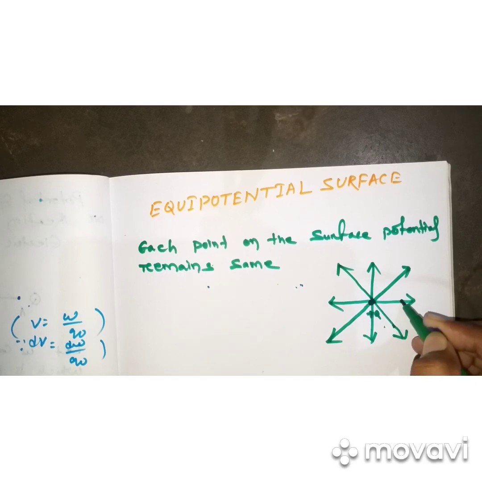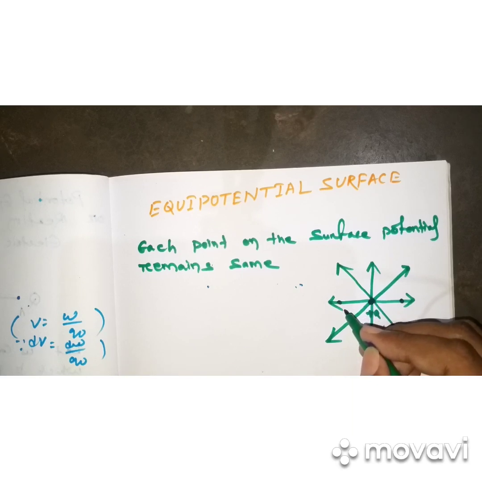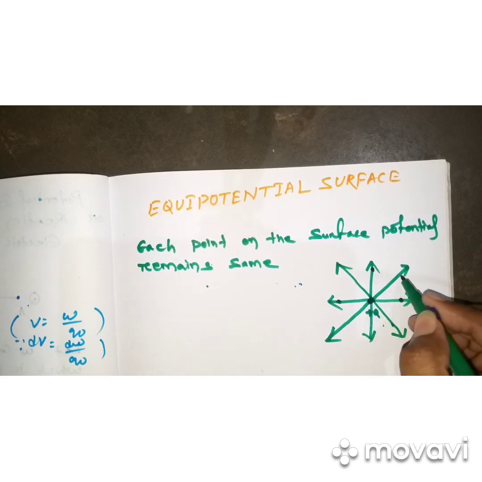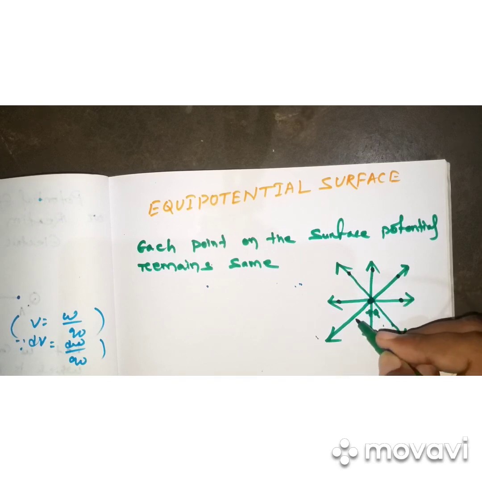Suppose another point is here, and at that point the potential is also 10 volts. Similarly, another point is here, and the potential is also 10 volts. At every such point, 10 volts.